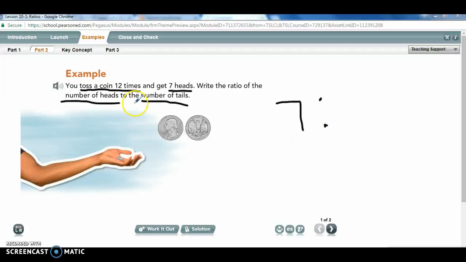And then I need to figure out the number of tails. Well, this does not tell me the number of times it gets tails. It tells me how many times they toss the coin. So if you did 12 minus 7, you would get what's left, knowing that out of the 12 times you tossed the coin, 7 times were heads, which would mean the 5 other times that you tossed it would have been tails. So my ratio is 7 to 5.